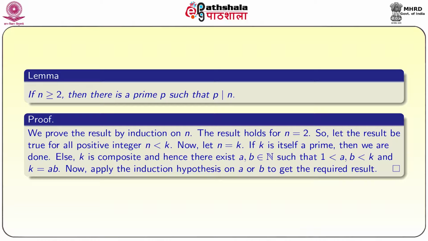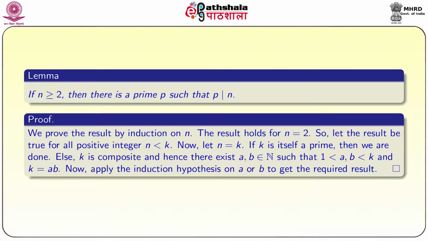Else k is composite. Hence, there exist integers a and b, both strictly between 1 and k, such that k equals ab. This just followed from the previous result. So, we have k equal to ab, with a and b strictly between 1 and k. What happens now? Both a and b are divisors of k. Now I apply the induction hypothesis on either a or b, and we will get the required result.